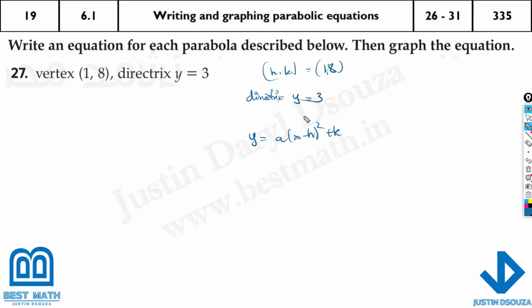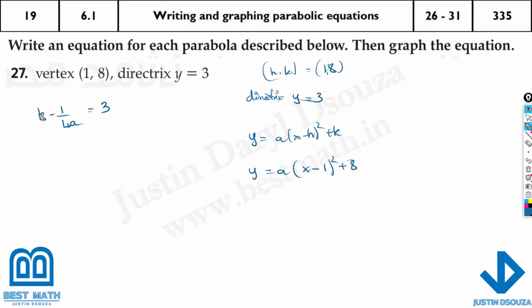Now, what do we know here? We do not know a. We know h is 1, the whole square, plus k is 8, and this is y. Now, how can you find a? What is the formula for the directrix? If you recall, the focus is k + 1/(4a), whereas the directrix is k - 1/(4a). That is equal to what? 3.